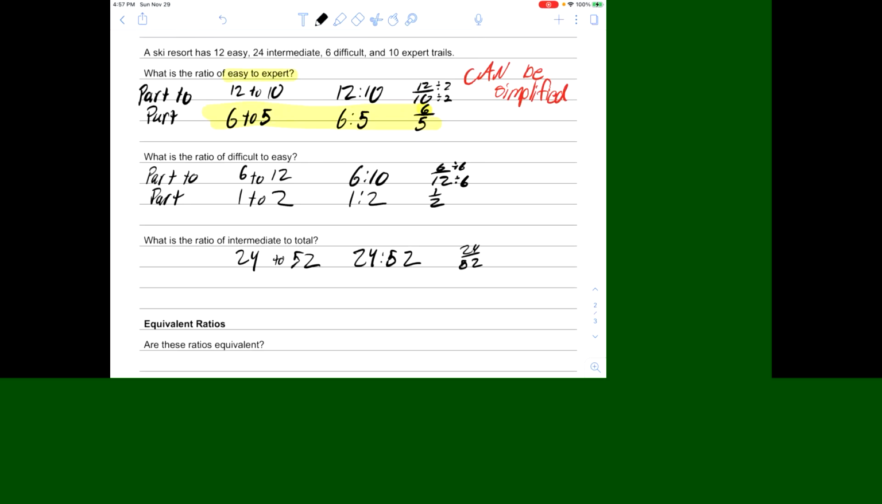I see right away that this can be simplified. So if I simplify this, if I divide by 2, I get 12 over 26. And if I divide by 2 again, I get 6 over 13. So I can rewrite these as well. Now this one, this is a part to whole ratio. I'm comparing the parts that are intermediate to the entire group.